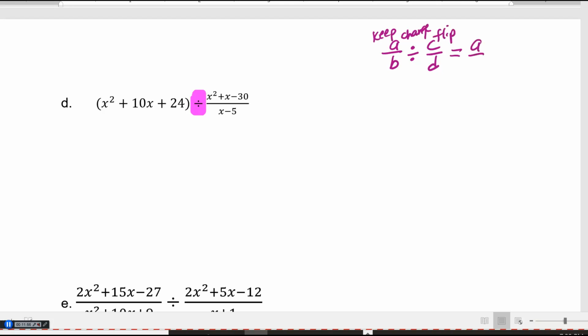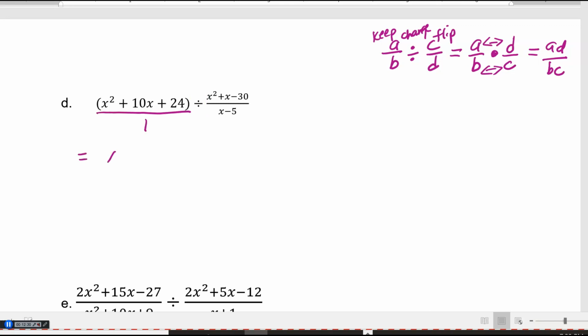Meaning what you do is rewrite A over B. You want to keep that the same. You're going to change that division symbol to a multiplication symbol, and you're going to write the reciprocal of C over D, which is D over C. And we say flip for short, but D over C is the reciprocal of C over D. So then that's when you multiply across, AD over BC. So that's the same thing we're going to do for rational expressions. So this is, of course, over 1.